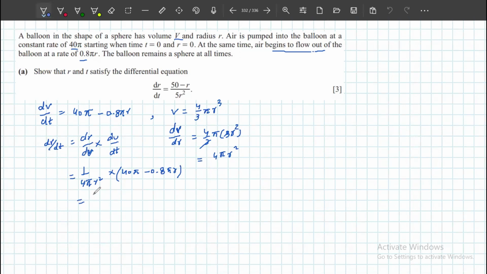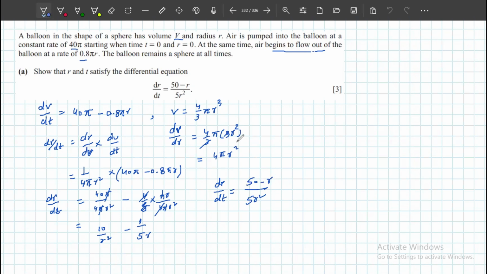So next step, we will multiply 1 over 4 pi r squared inside. So it gives me 40 pi over 4 pi r squared. This gives me, cancel pi and pi, so 10 over r squared. We can cancel 4 as well, pi with pi, r with r. So 1 over 5r. Or one more step, we can say that dr over dt is equal to, LCM is 5r squared. This gives me 50 minus r, which is the required form of dr over dt.